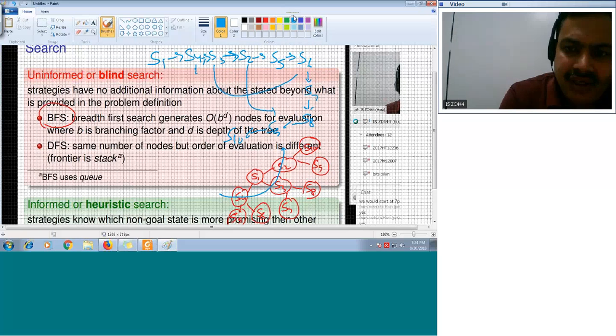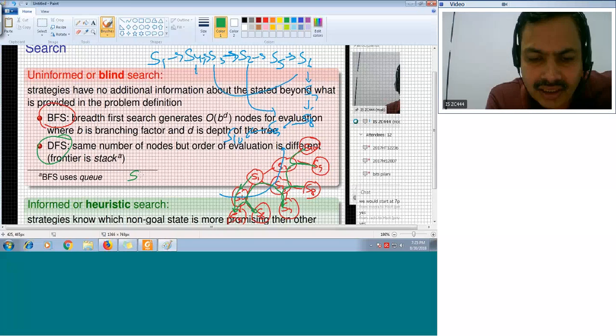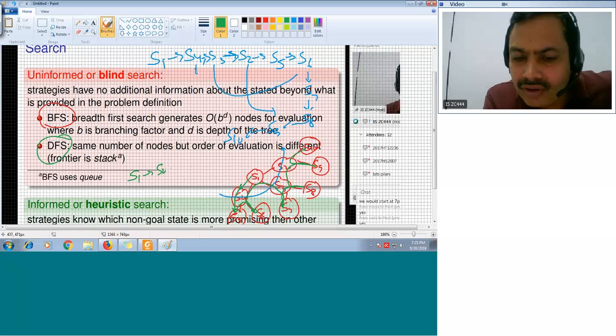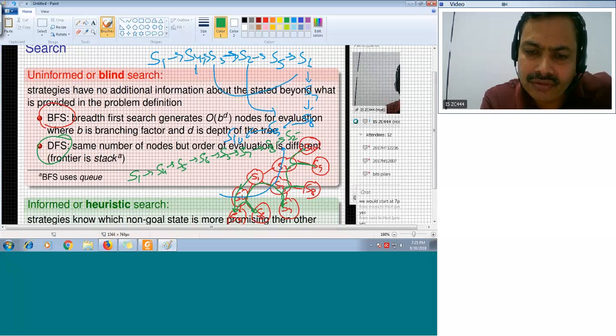In DFS, the depth first search, what is going to happen? You go for the depth. Initially you come from here, you go here, then you go here, then you come back, then you go here, so that it is completely filled. Then you go here, then here, then you come back and go here. So what is the sequence? The sequence is S1, then S4, then S5, then S6, then S3, then S7, then S8, then S2, then S9, and S10.